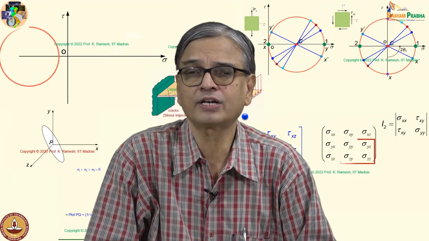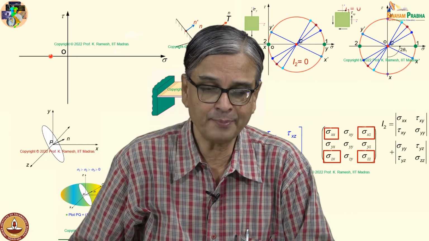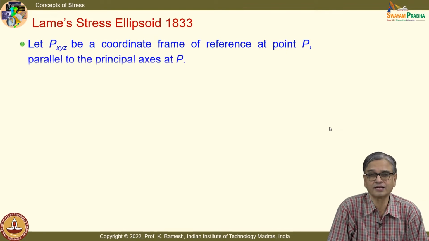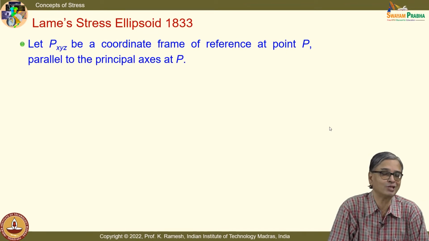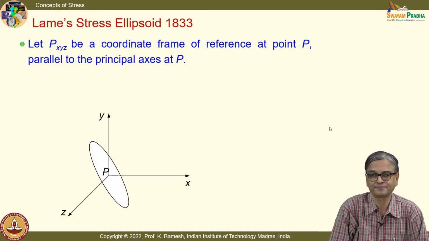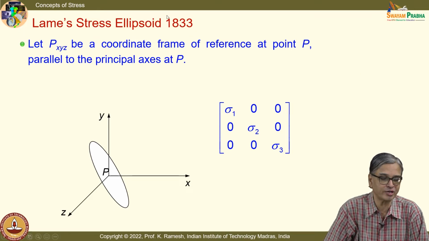And we have also looked at Mohr circle in 3 dimensions, and you will appreciate still better the utility of Mohr circle and its simplicity when you look at other graphical representations. Fine, these were developed well before Mohr circle, and you find that Lamy stress ellipsoid was developed in 1833.